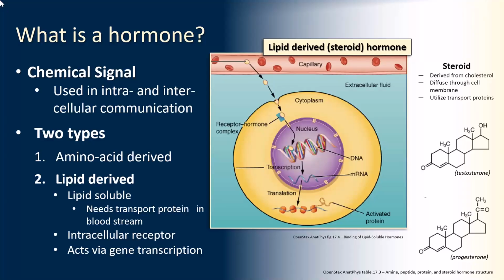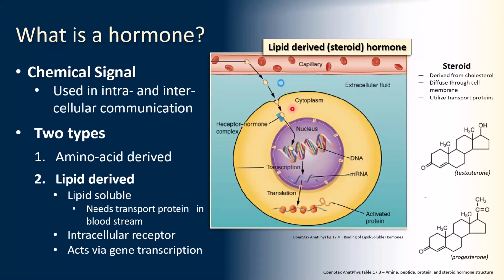All right, our second type of hormone is a lipid-derived hormone, also called a steroid hormone. Where the amino acid-derived hormones were water-soluble and could travel easily through the bloodstream, the lipid-derived hormones cannot. So they require a transport protein to help guide them through the bloodstream. When they get to the cell that they are targeting, they are able to get through the cell membrane. Being lipid soluble allows them to go right inside.